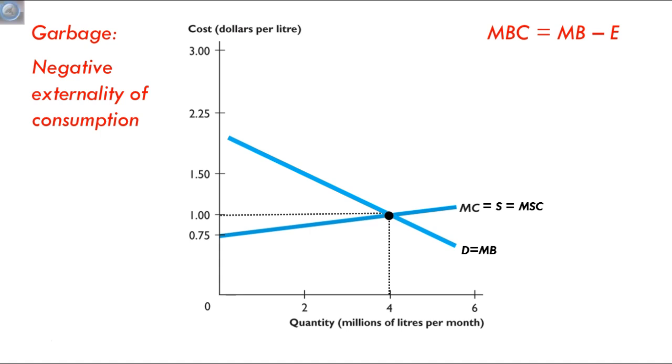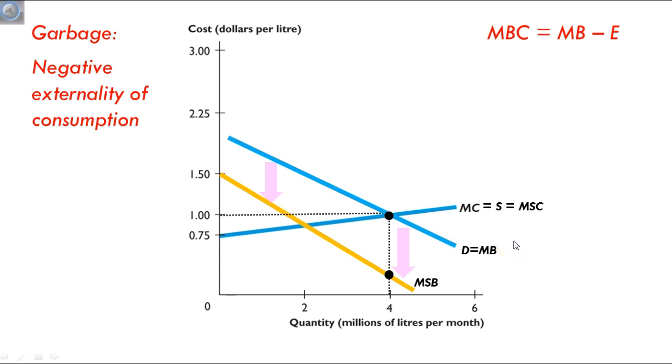Here the private market comes to an equilibrium price of $1 and an equilibrium quantity of 4 million. If we did take account of those negative externalities, we would have to decrease the demand curve. So we would have a marginal social benefit curve which would be lower than the private benefit curve, which is not taking account of the negative effects of consumption.